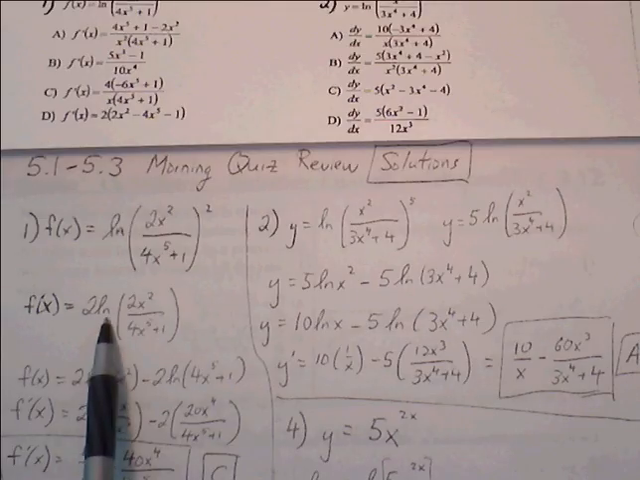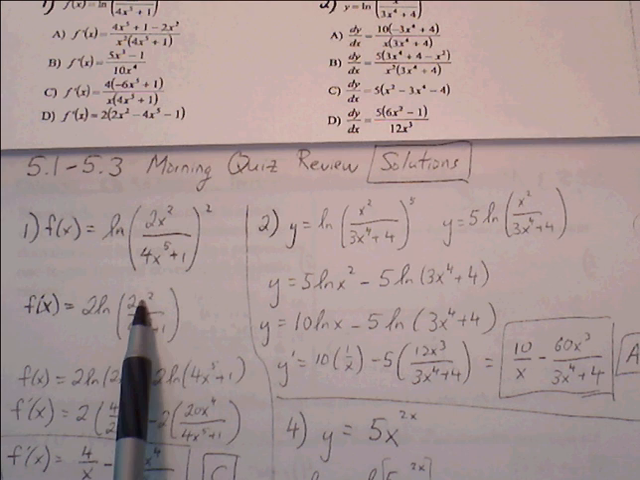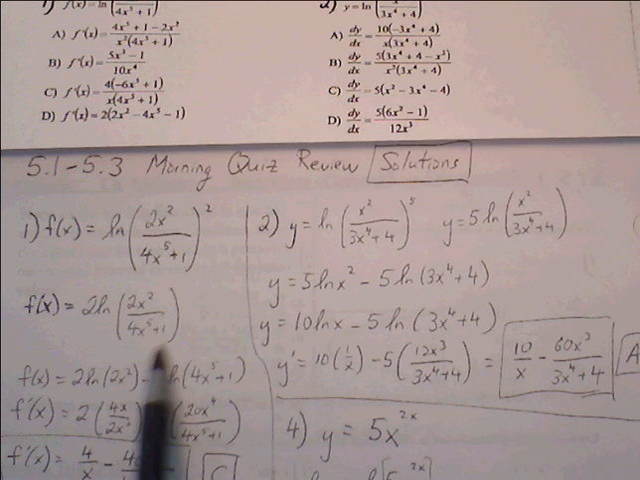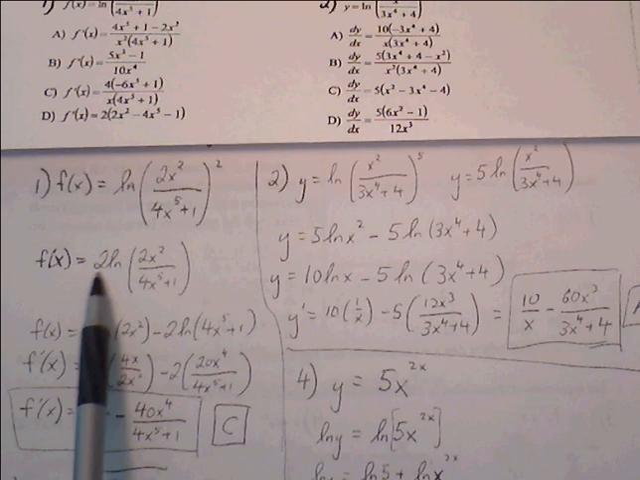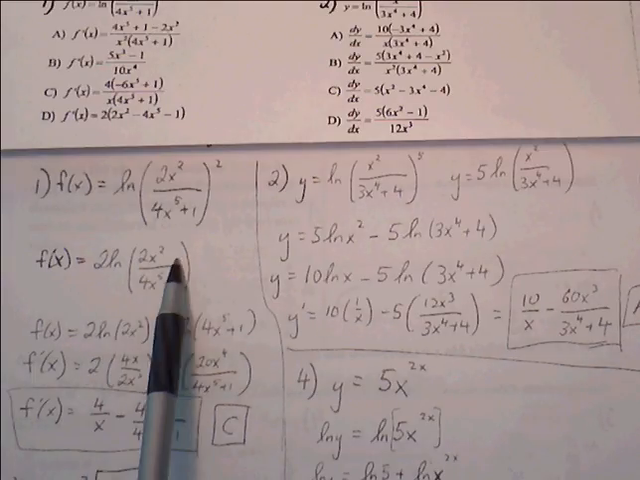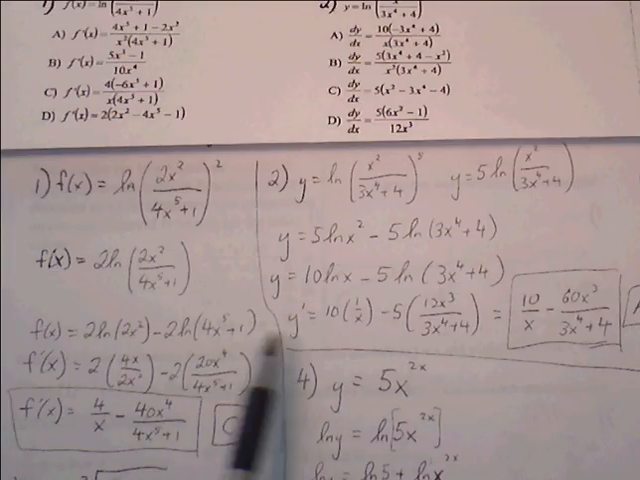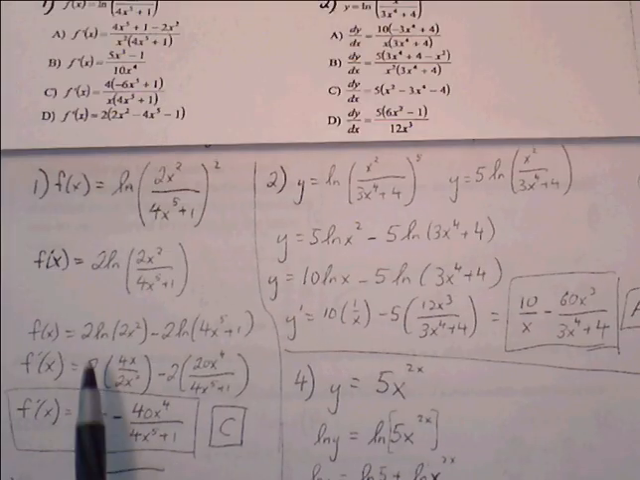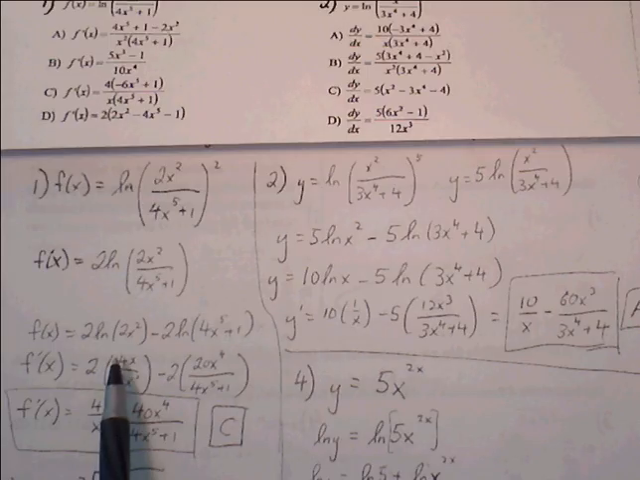Now we can also expand further, because ln of a over b is the same thing as ln of a minus ln of b. We can use quotient property. So quotient property, we can distribute the 2 through as well. So ln of 2x squared minus ln of 4x to the 5th plus 1. Now we can apply the derivatives for natural log.